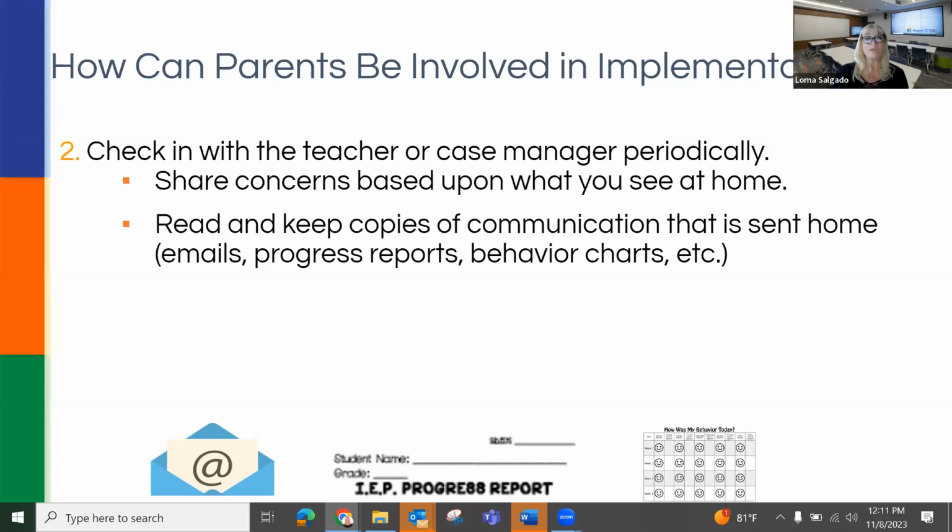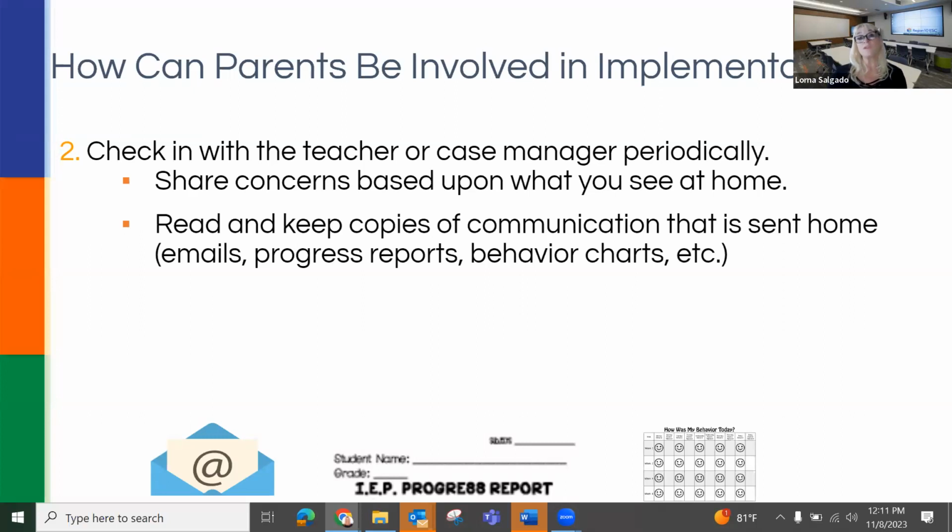And then I said, read and keep copies of communication that's sent home. If you get things like behavior charts or progress reports or even emails, the best thing to do as a parent is have a folder, whether that's an electronic folder, a physical folder, or one of each, but have something so that you sort of know, where do I keep things?